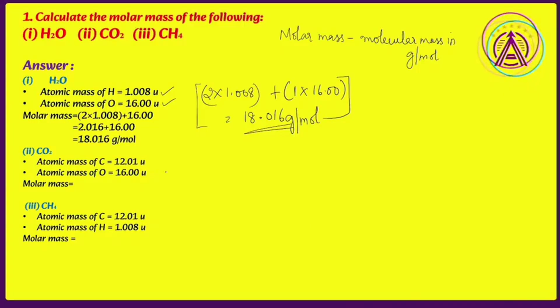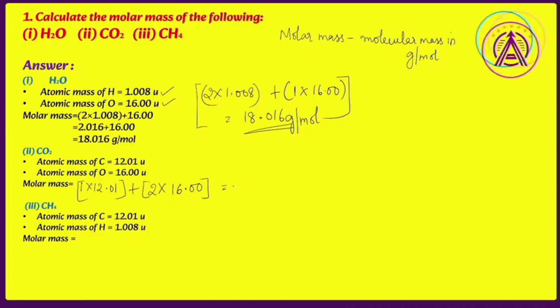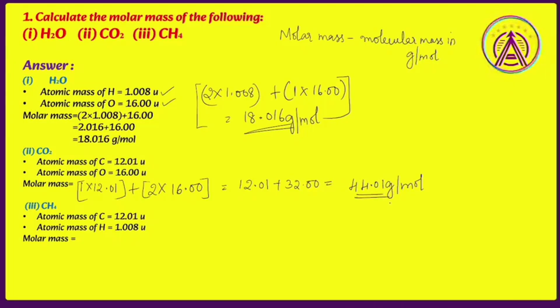For carbon dioxide, carbon has an atomic mass of 12.01 U and oxygen is 16.00 U. So the molar mass of CO2, since only one carbon is there, will be 1 into 12.01 plus, since two oxygens are there, 2 into 16.00, which gives a total of 44.01 grams per mole. Please pause the slide, work it out yourself and then cross-check your answers.